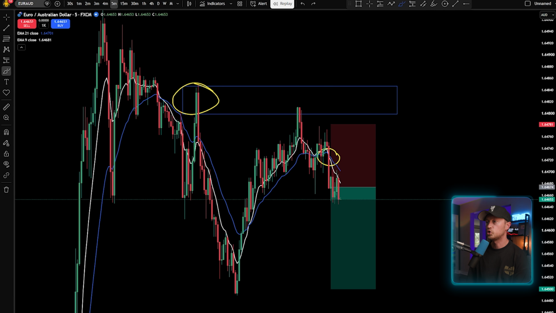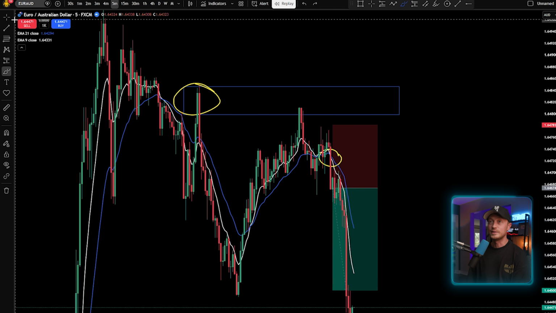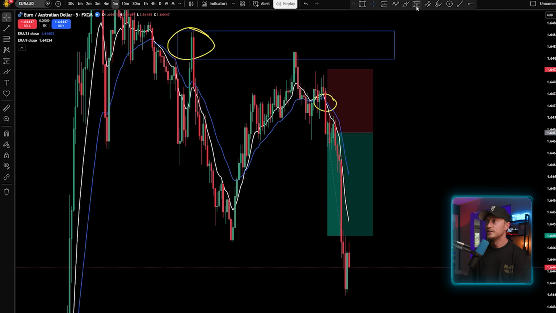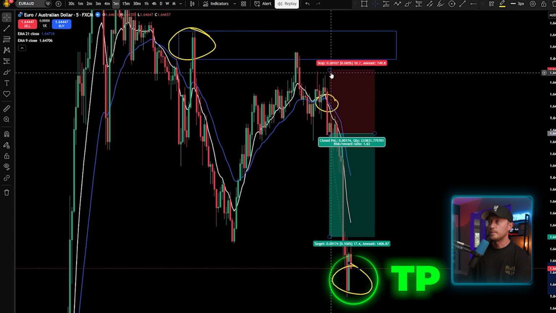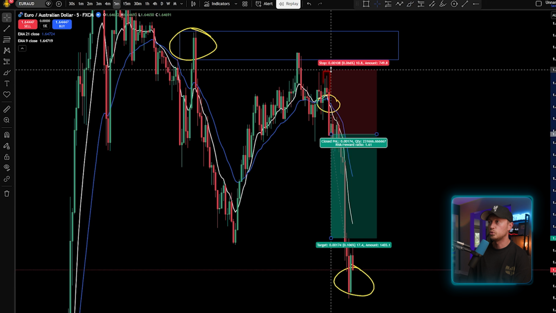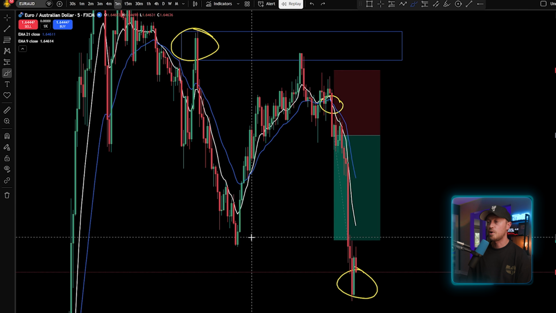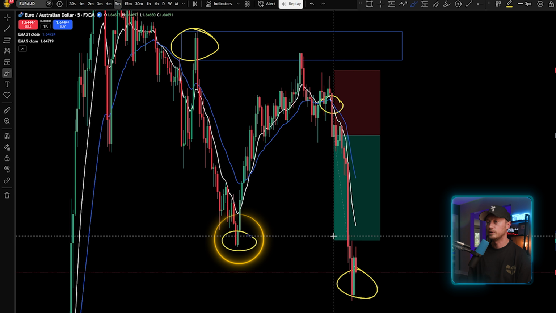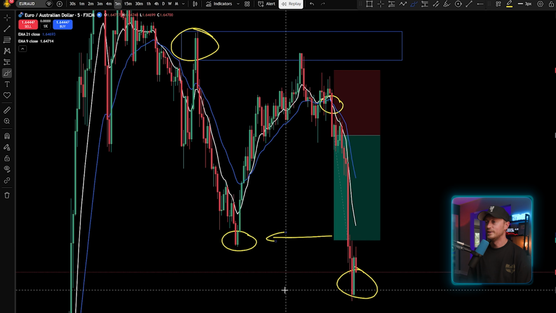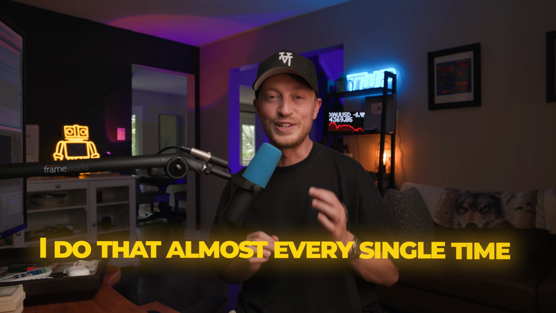So what happened on this trade? It went immediately in my direction, yet again, smashing the take profit. And for my stop loss, I had it above this wick right here, which is where the original move started from, and I had my take profit targeting this level right here, recent price action. You can see I do that almost every single time.